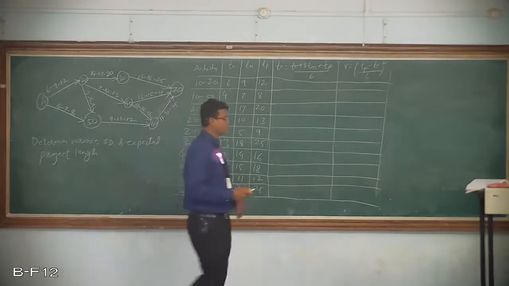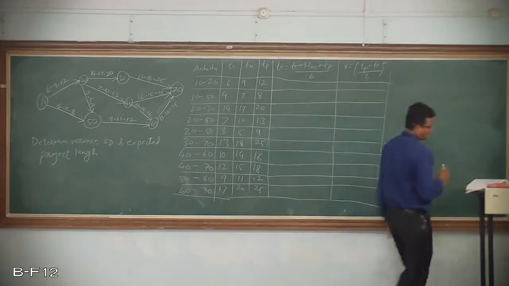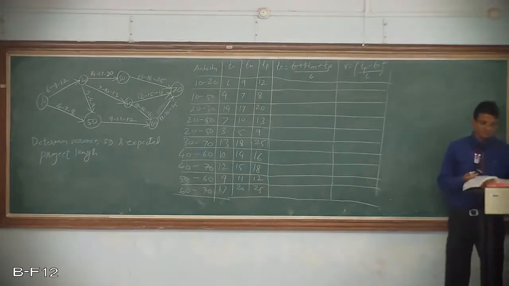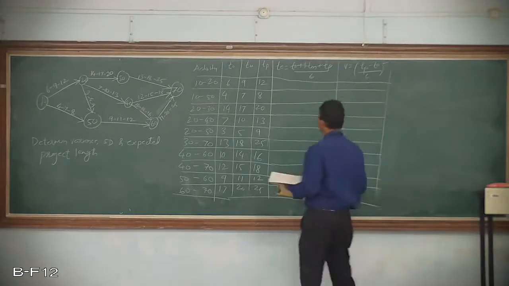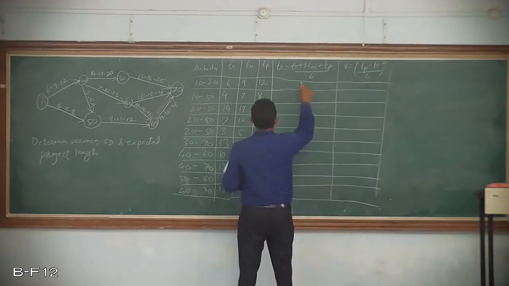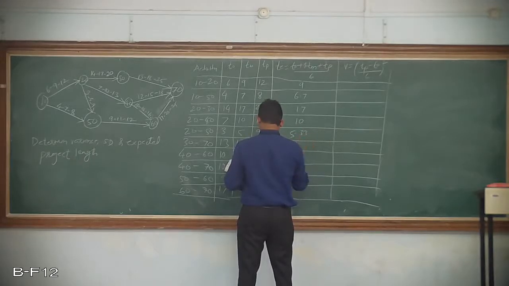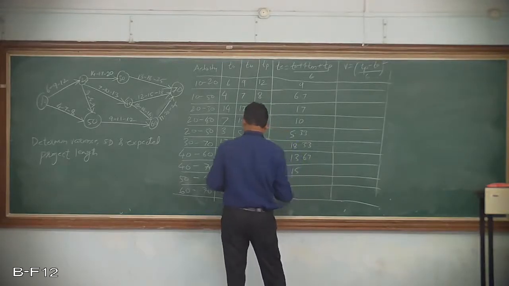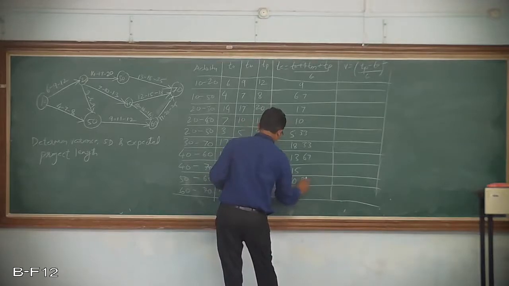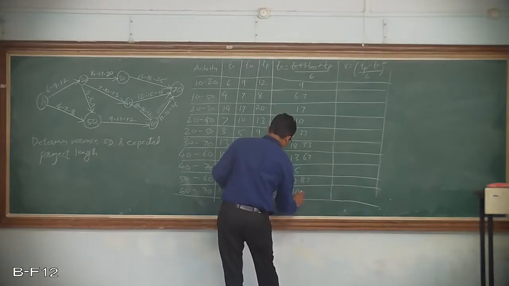So by using this relation, I'll calculate the expected time. So straight away I'll write the values. Already it is a ready-made solution I have. So I'll just write: 17, 10, 5.33, 18.33, 13.67, 15, 10.83 and 20.33.